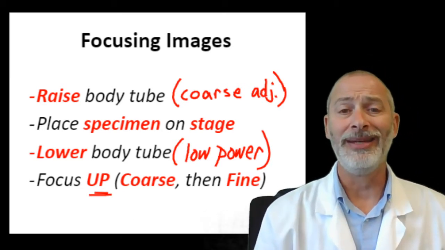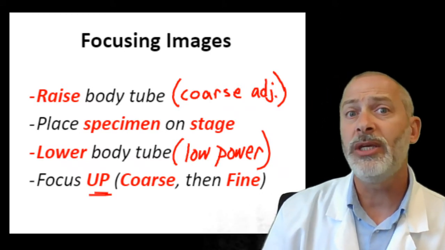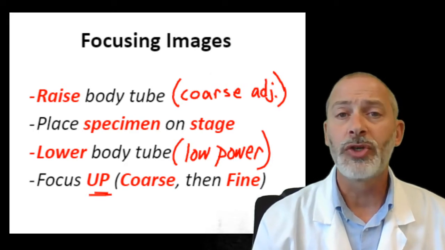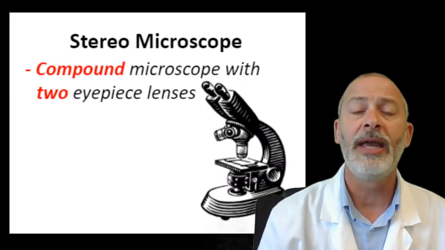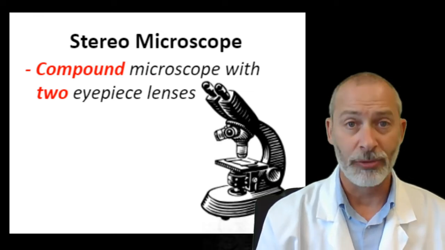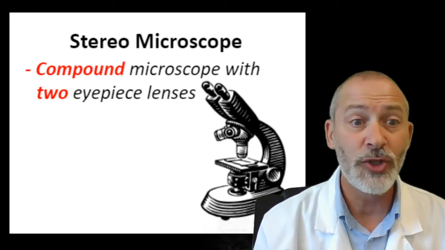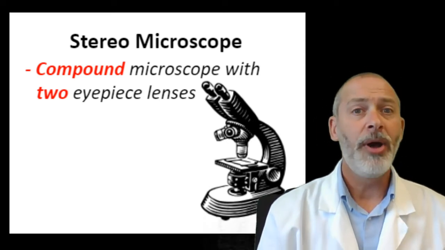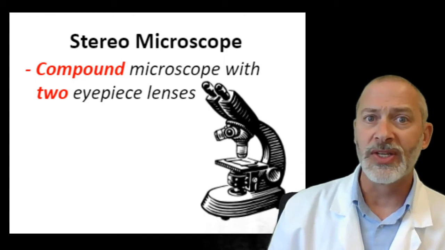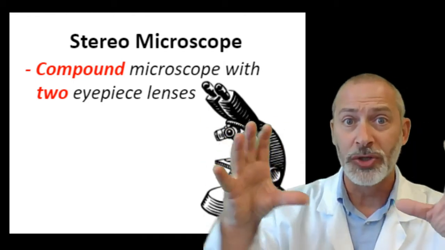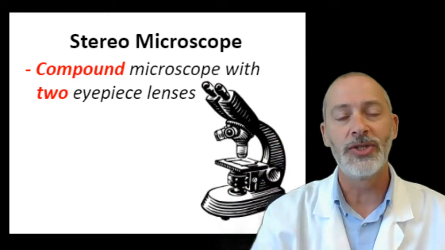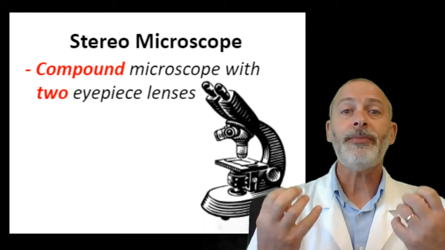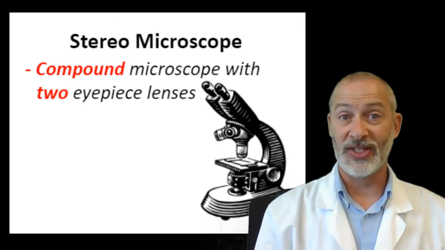Now, before we get into the nitty-gritty details about how to use the compound microscope, there is one other microscope I want to introduce you to here real quick, and that is the stereo microscope. Now, that doesn't mean it has speakers hooked up to it. It's not that kind of stereo. But with a stereo sound system, there are two speakers so that you can hear it through both ears. And with a stereo microscope, there are two eyepiece lenses.